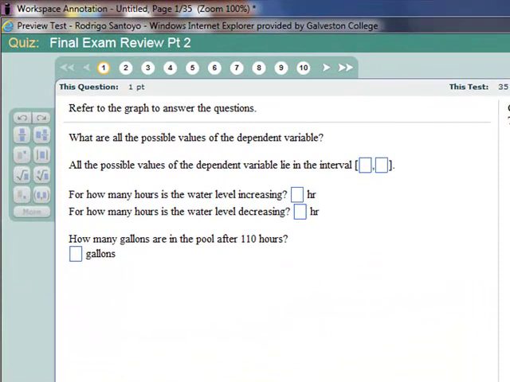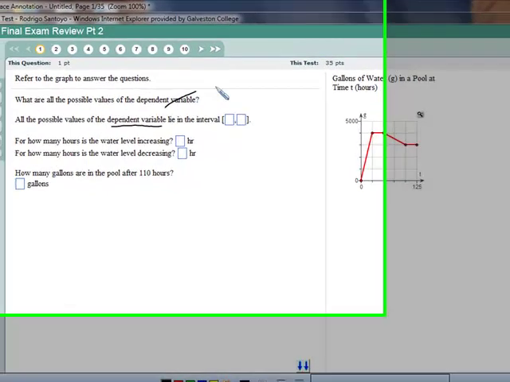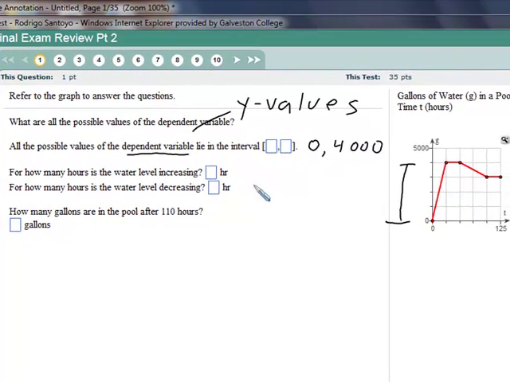Alright, so we're going to be doing final review part 2. On the first part of this problem, it's asking us to find all the possible values of the dependent variable. Remember, that just stands for the y values. So we only have y values from 0 to 4,000. The first answer would be 0, the next one would be 4,000.